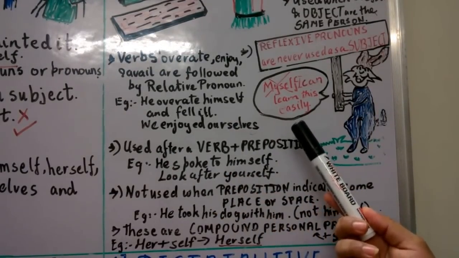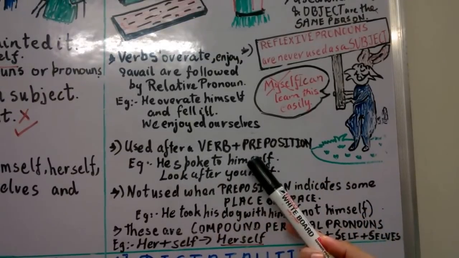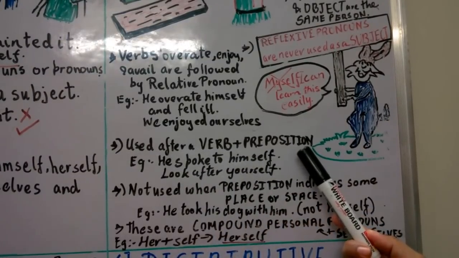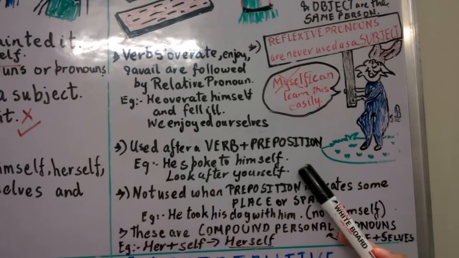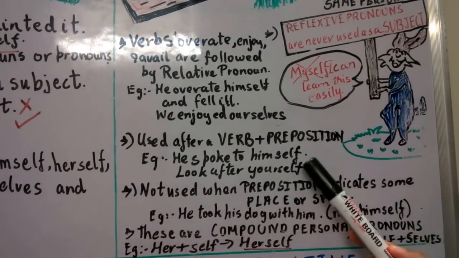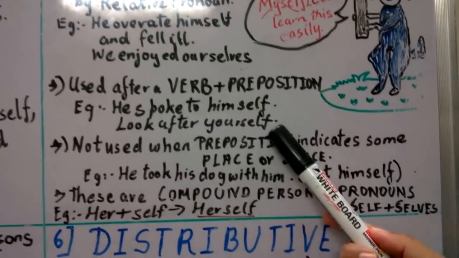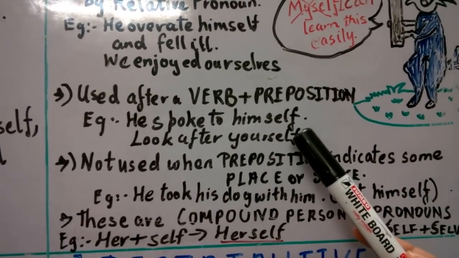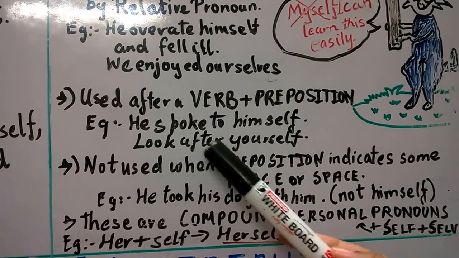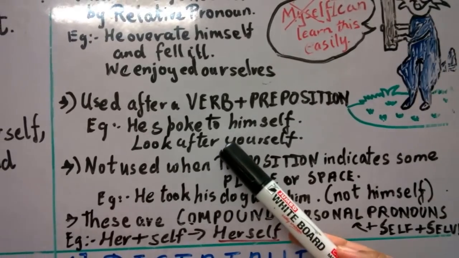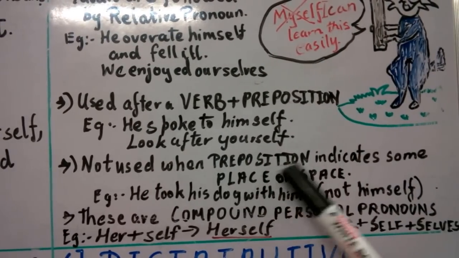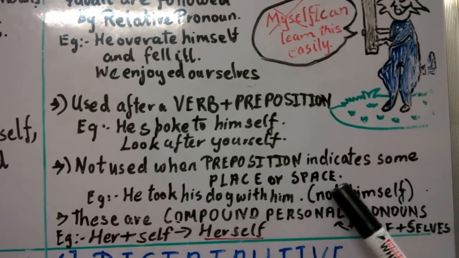So in reflexive, we have used after a verb and a preposition. For example, I say he spoke to himself. So we have used himself after the verb spoke and to. For example, if I say look after yourself, we use yourself after look, that is a verb, and after the preposition. And reflexive is not used when preposition indicates some place or space.